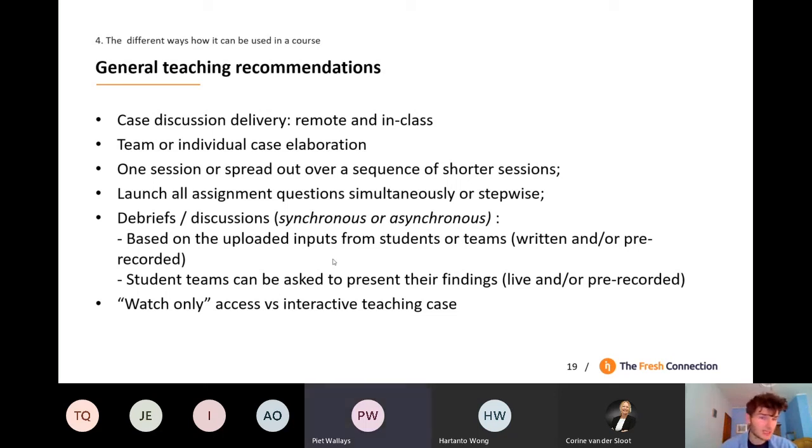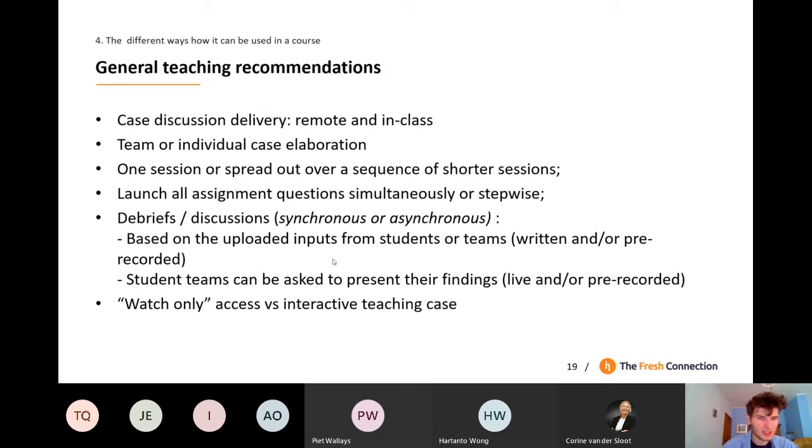You can do it as one session. So say we do block 1 today and that's it. But you can also say, we spread it out over a sequence of shorter sessions. Like you could use 1 week with 3 or 4 sessions. You can spread it out over multiple weeks. So that's very easy to customize for a teaching case.